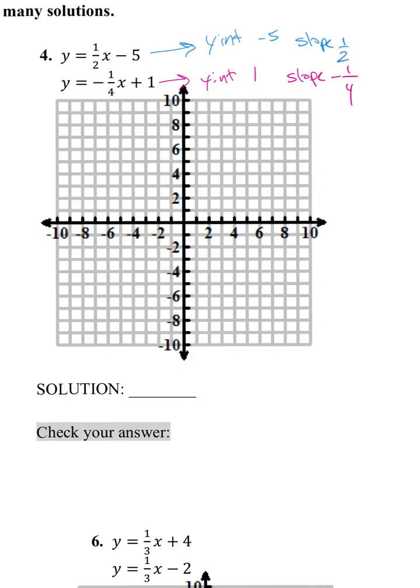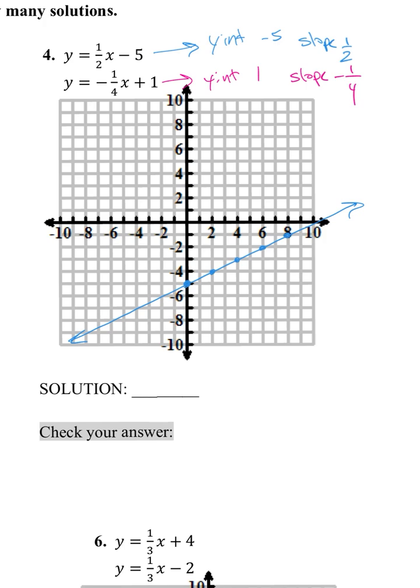Let's go ahead and plot these points. For the first one, I've got -5. So from the origin, I'm going to go down to -5. That's my y-intercept for the first equation. The slope is 1 over 2. So from that first point, I'm going to go up 1 and over 2, up 1 over 2, up 1 over 2, and up 1 over 2. Go ahead and connect those dots.